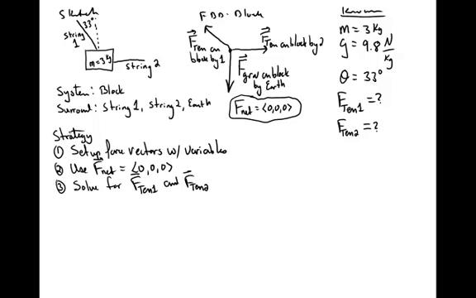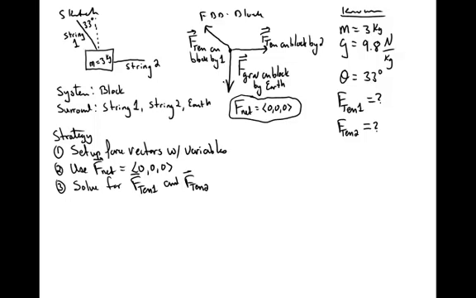I've got my list of knowns, and then for my strategy, what I'm going to do is set up force vectors with variables for each force on the free body diagram. Then I'm going to add those up and use the fact that the net force is zero, and from that equation I'm going to solve for the two tensions. Now the book tends to break things out into components. I prefer to leave things in vector format until we get to this stage right here, just because for me it makes more sense and it keeps things a little bit tighter, and you don't have to worry about keeping things straight quite as much.